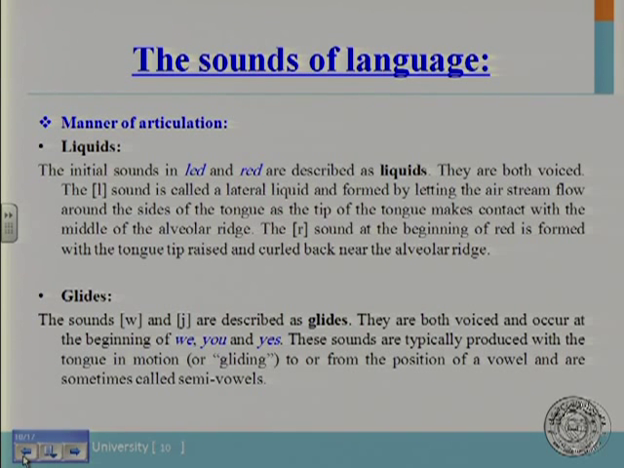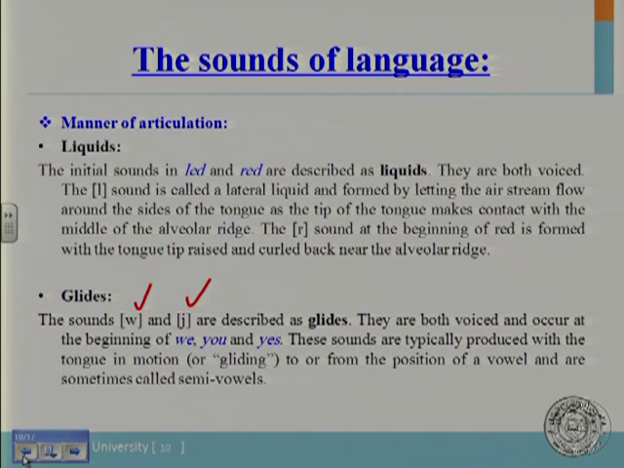Now in the glides here we have two sounds. The first one is w, and we have y. Now these sounds are described as glides. Both of these sounds are voiced. And they also occur at the beginning of words, for example, w as in we, and y as in you, y as in yes, or as in yet.